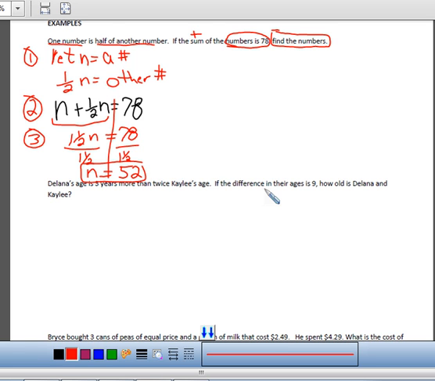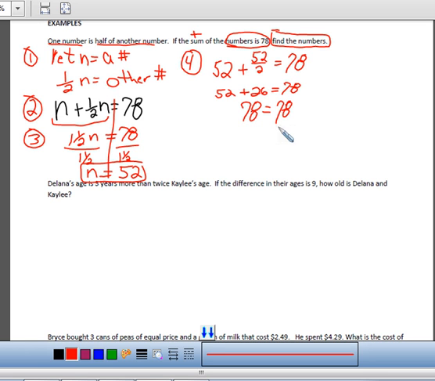Alright? Now, step 4 is to check the solution. So, I've got a number, which is 52, plus half of that number. So 52 divided by 2 should equal 78. Now I know it's basically like an ESS. So 52 plus 26 equals 78. 78 equals 78, and it checks.